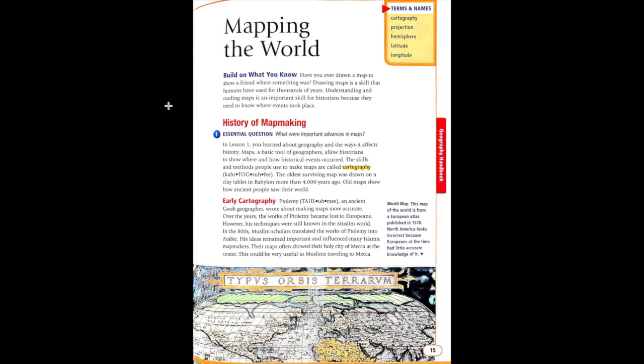Over the years, the works of Ptolemy became lost to Europeans. However, his techniques were still known in the Muslim world. In the 800s, Muslim scholars translated the works of Ptolemy into Arabic. His ideas remained important and influenced many Islamic mapmakers. Their maps often showed their holy city of Mecca at the center. This could be very useful to Muslims traveling to Mecca.